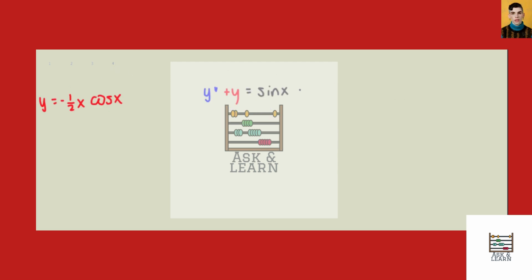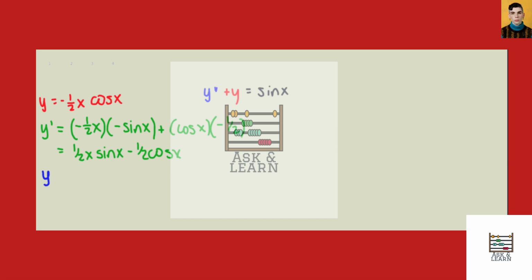So let's take a look at option D. Even though we know that this has to be the answer choice, we can still work it out. So we have our y function. We need to find our y prime. So we take the first times the derivative of the second plus the second times the derivative of the first. We'll simplify this. We'll have positive 1/2 x sine x minus 1/2 cosine x.